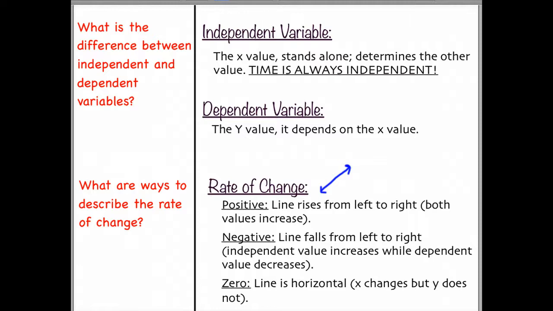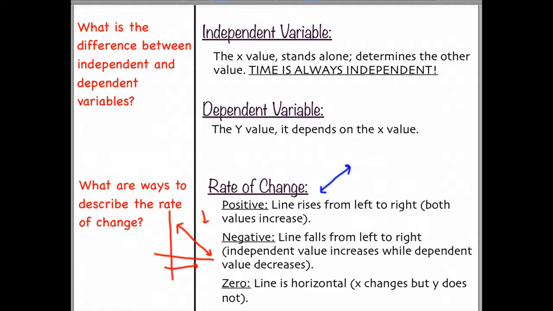Negative is going to look like the opposite, like this red line here. The line falls from the left to the right, so the independent value increases while the dependent value decreases. So if this was on a graph, as we go from left to right, we notice that our dependent value is decreasing this way, and our independent value is increasing.